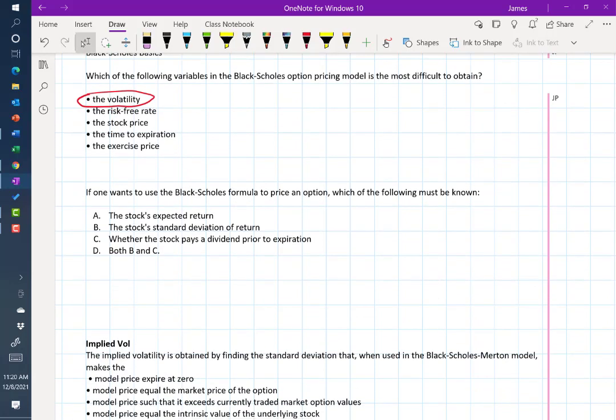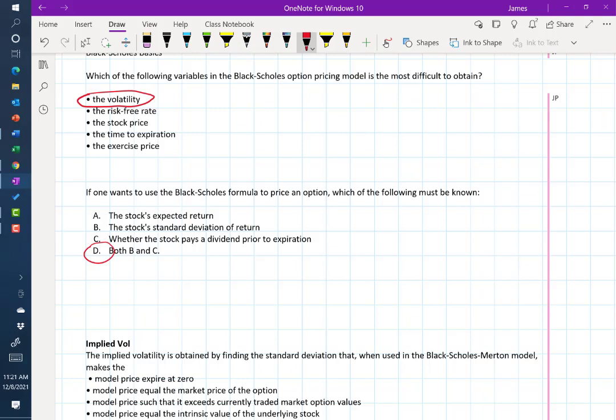All right, let's look at the next question. If one wants to use the Black-Scholes formula to price an option, which of the following must be known? The stock's expected return, the stock's standard deviation of return, whether the stock pays a dividend prior to expiration, or both B and C. And the answer here is D, both B and C. Okay, and why is that? So let's go one by one here.